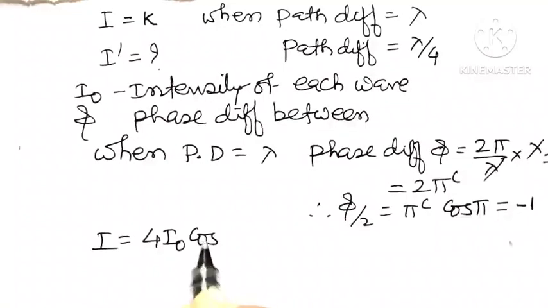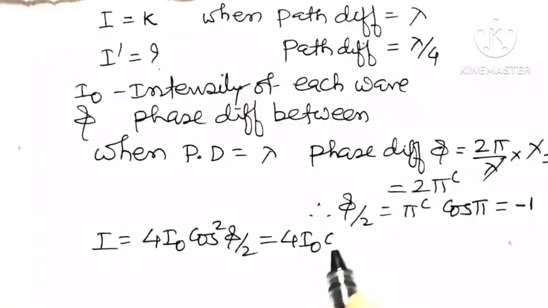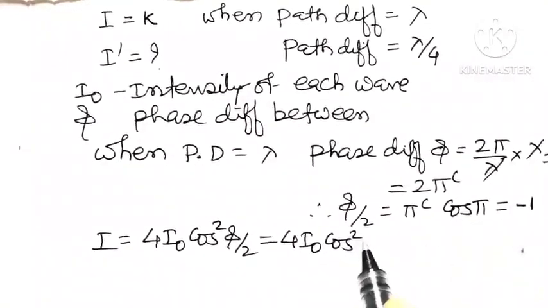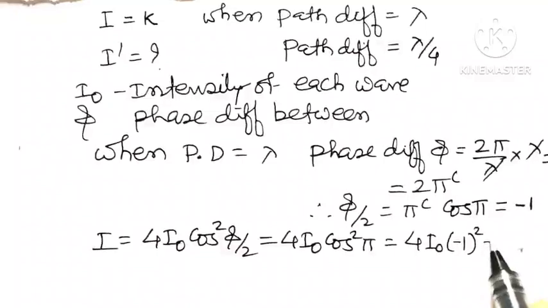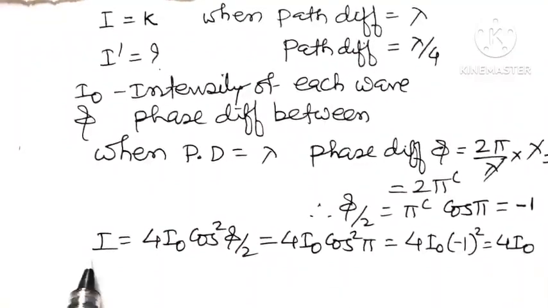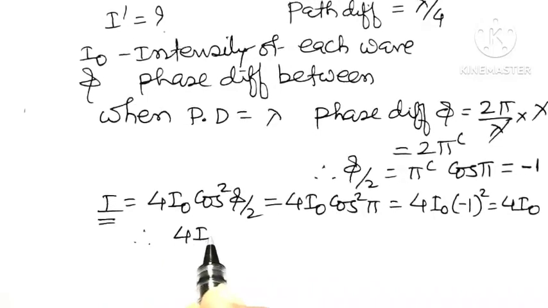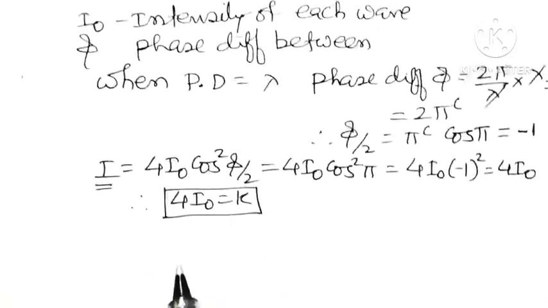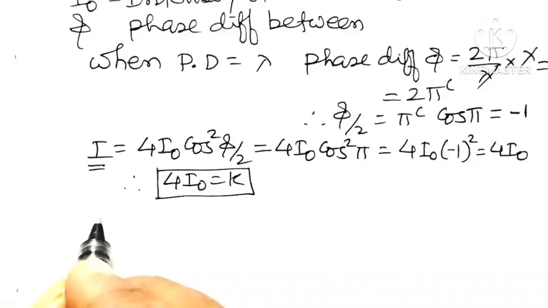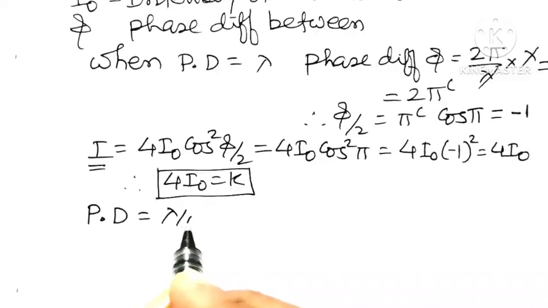So the resultant intensity at a point I is equal to 4I0 cos square phi by 2, that is 4I0 cos square of pi, which is 4I0 into the square of minus 1, that is 1, so it is equal to 4I0. But we were given I is equal to K, therefore 4I0 is equal to K.